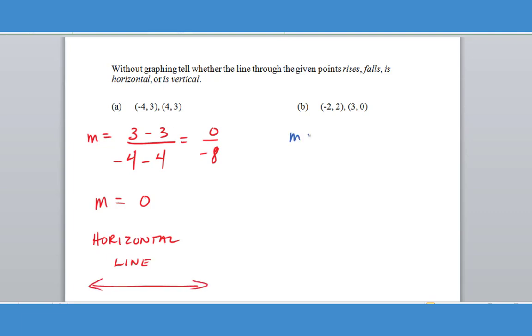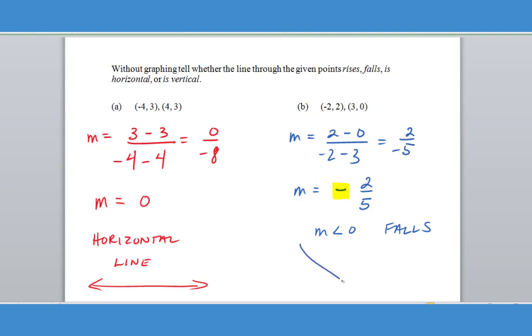For part B, to find the slope, I'm going to say I have 2 minus 0, and then negative 2 minus 3, which is going to give me 2 over negative 5. Now, we have a slope of negative 2/5. The 2/5 right now is unimportant. We'll get to that at a later point in time, but what we're more concerned about is the fact that it's a negative sloping value. If it's negative, it's less than 0, so that means it falls from left to right. So it would have a general shape that looked like that.